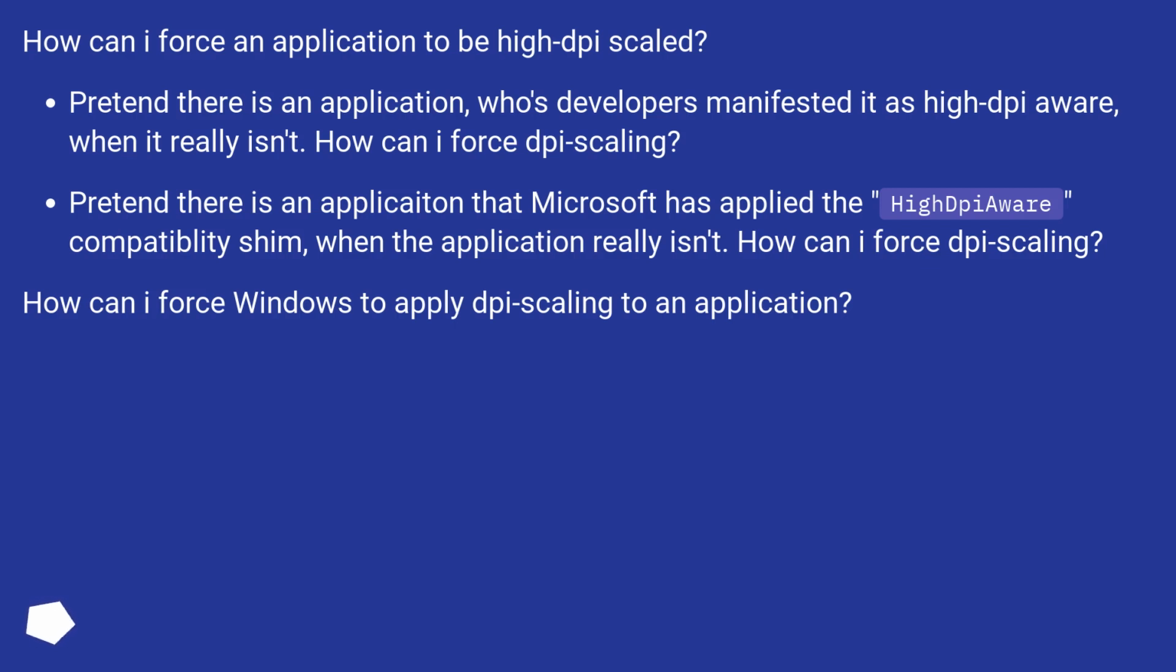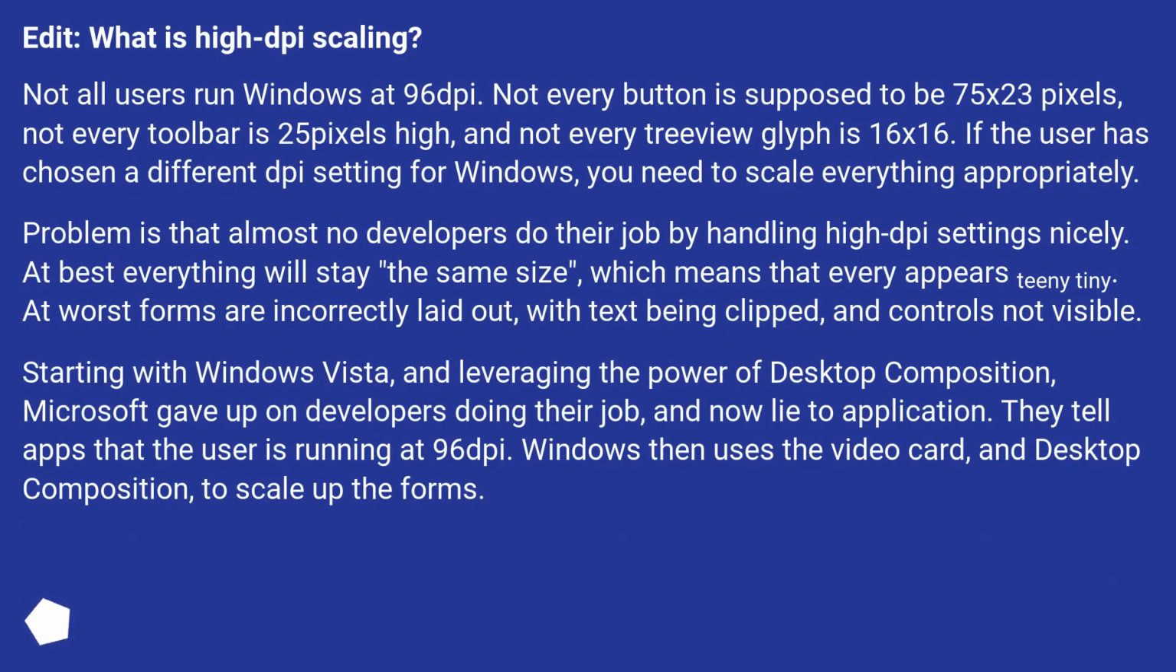Pretend there is an application that Microsoft has applied the high-DPI aware compatibility shim to when the application really isn't. How can I force DPI scaling? How can I force Windows to apply DPI scaling to an application? Edit. What is high-DPI scaling?